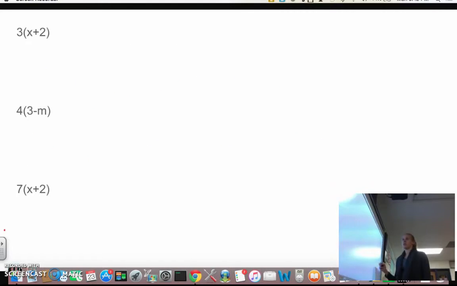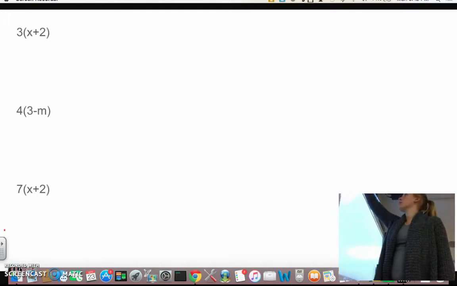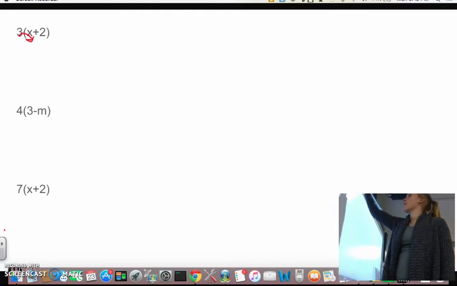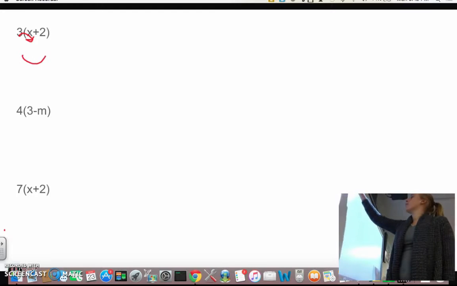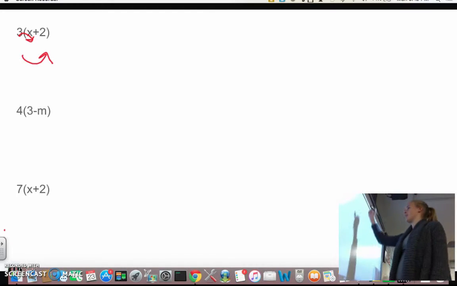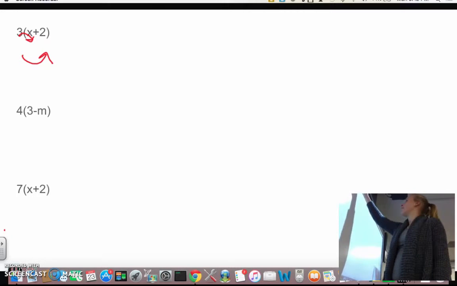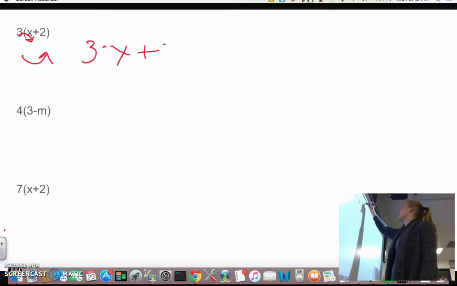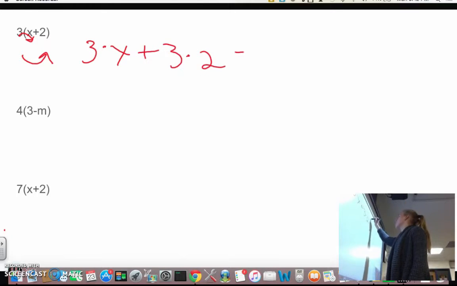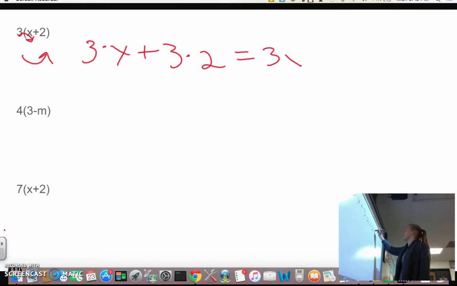Okay, so the distributive property also works when we have variables inside the parentheses. So our first one, we have 3 times x plus 2. So we'll take 3 times x and 3 times 2. So we will have 3 times x plus 3 times 2 will be 3x plus 6. And that's our final answer.